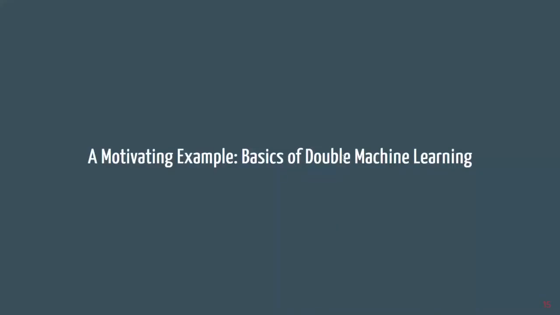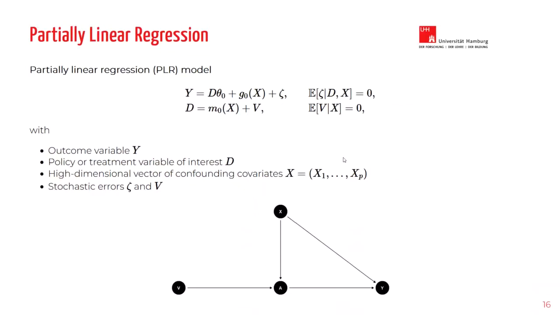So this is the goal. Now we ask ourselves, how do we get there, and what are the stones that keep us from getting there easily? I'm going to do this with a motivating example. You can think of it as a price elasticity estimation example. Consider a partially linear regression model. This looks pretty similar to the linear regression model that we saw before.